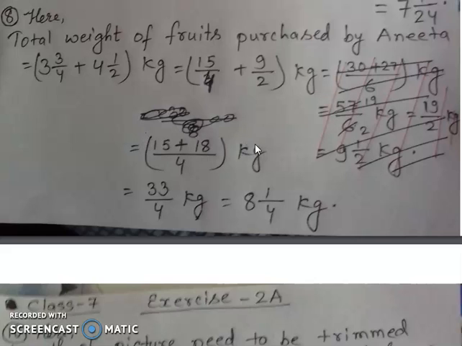So you can see here, now the LCM of 4 and 2 will become 4. When 4 is divided by 4, it is 1, and 1 into 15 is 15. In the same way, 4 divided by 2 is 2, and 2 into 9 is 18. So when we add this, it becomes 33 by 4 kg, and when we change it into a mixed fraction, it becomes 8 and 1 remainder at the top and 4 below. Simply you can change it without dividing also if you have a good command of your tables.